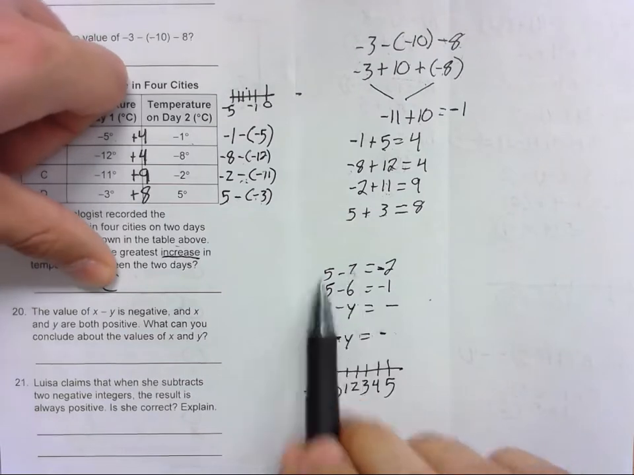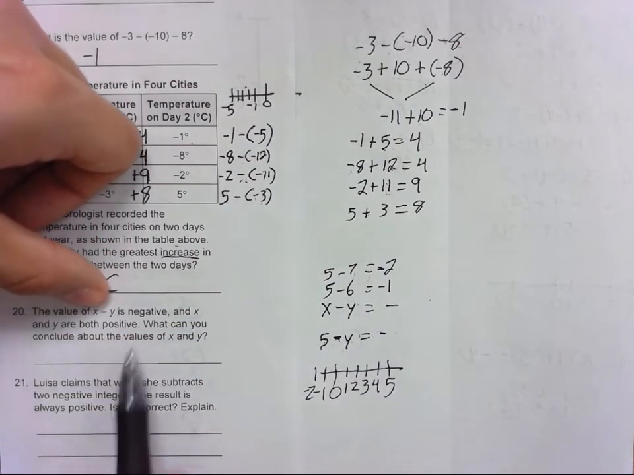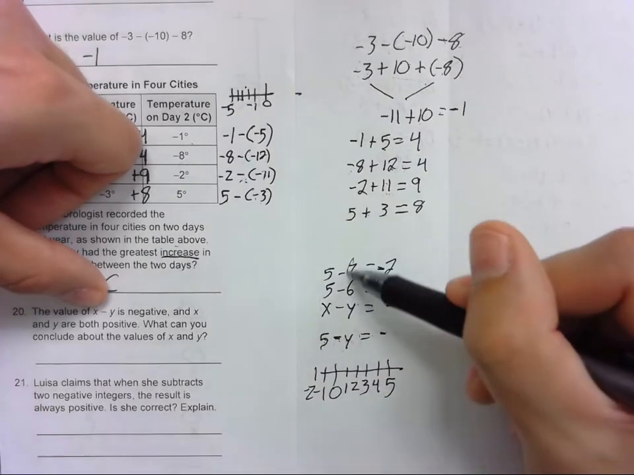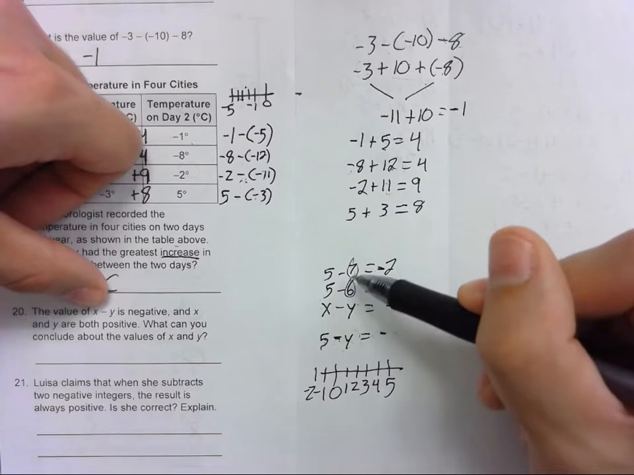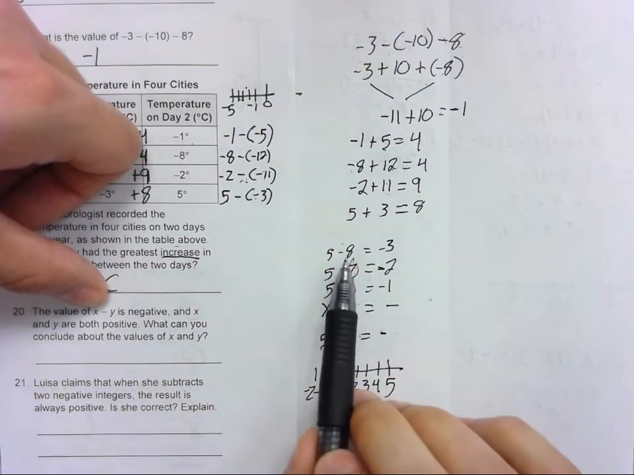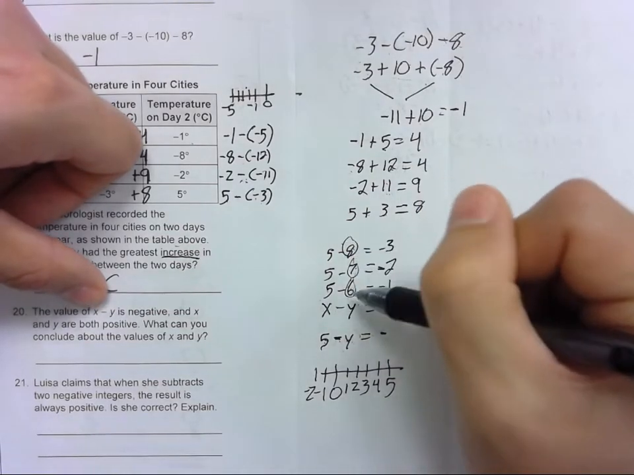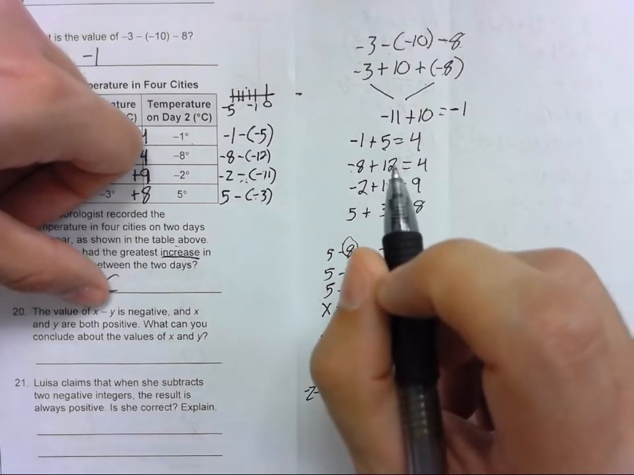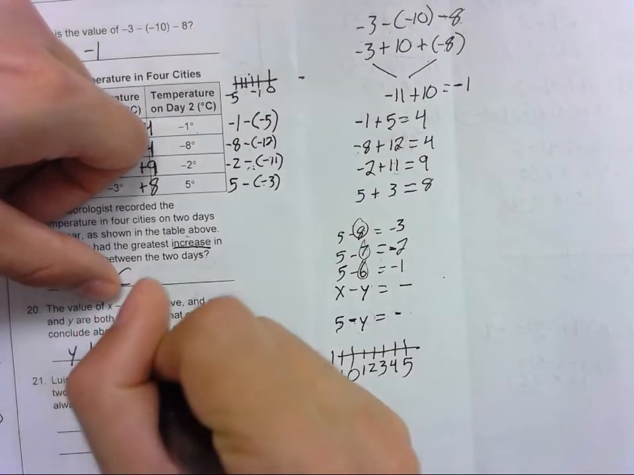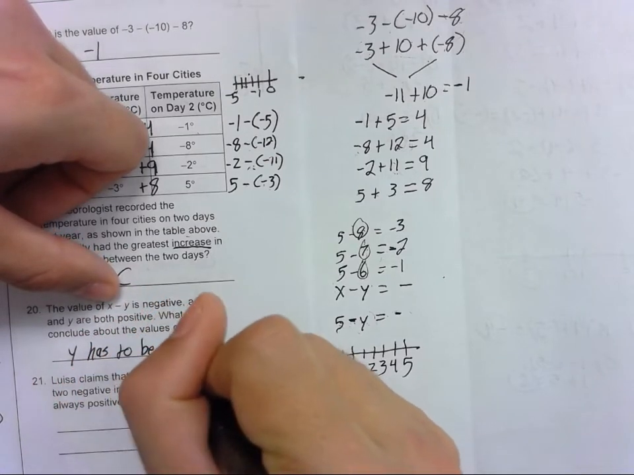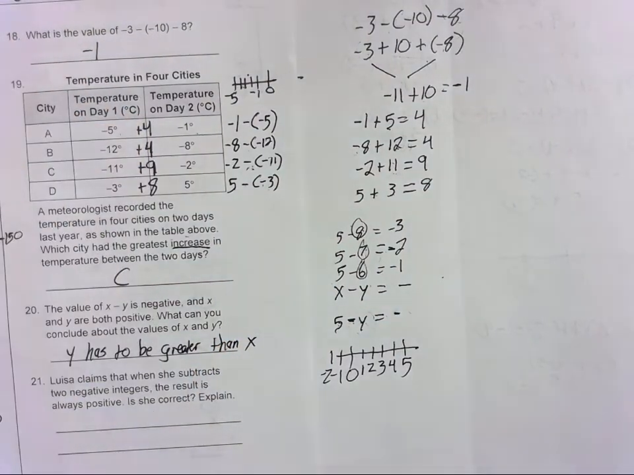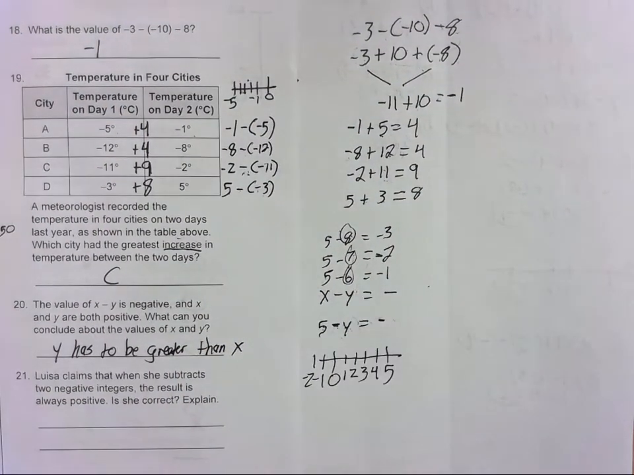Okay, so now we have a pattern here. What do we know about x and y? If they're both positive, y has to be what? What's the relationship between 6 and 5 and 7 and 5? Well, 5 minus 8 would be negative 3. What do all these numbers have in common? Y has to be greater than x. If y is greater than x, you'll get a negative number.